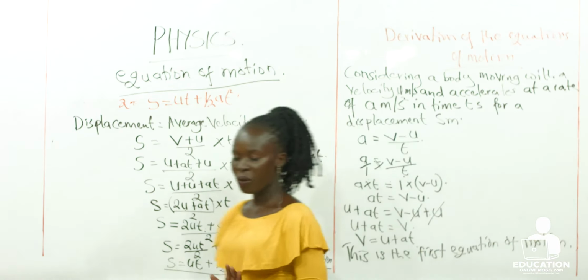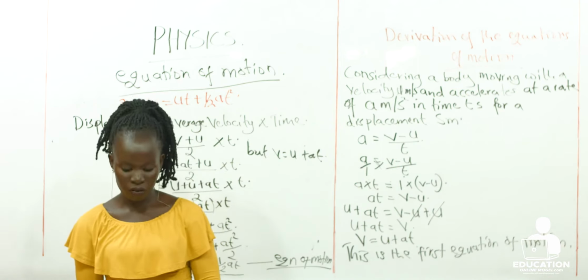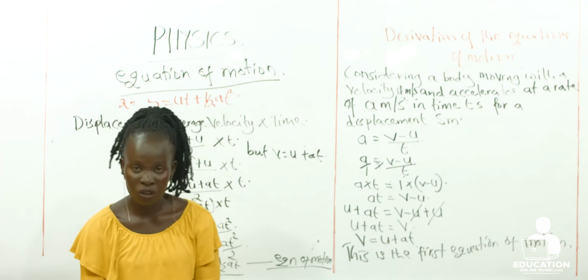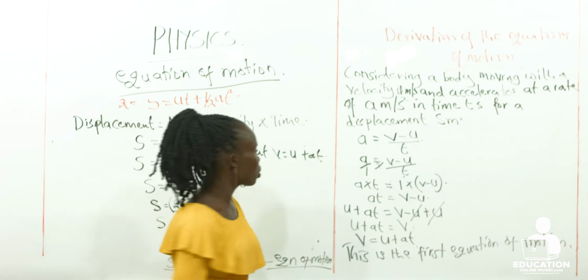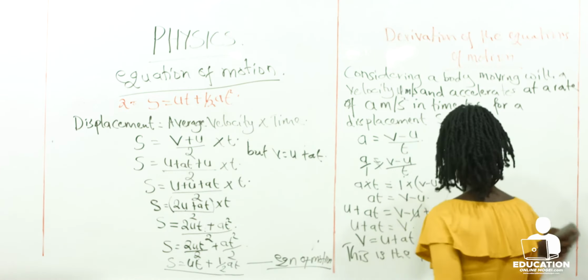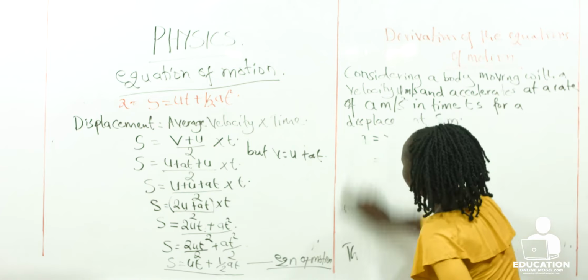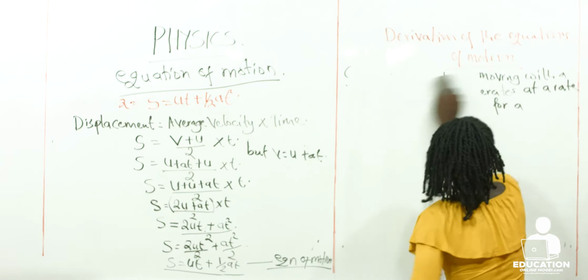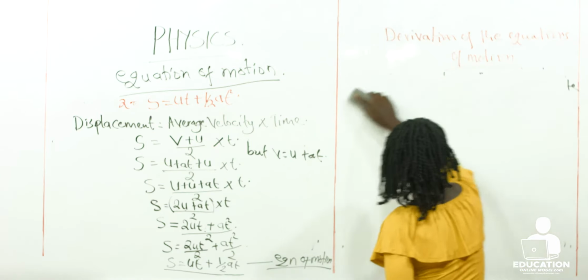So now we are left with one other equation of motion, which is normally known as the third equation of motion. Let us try to rub this off, and then we see how we are going to get the third equation of motion.